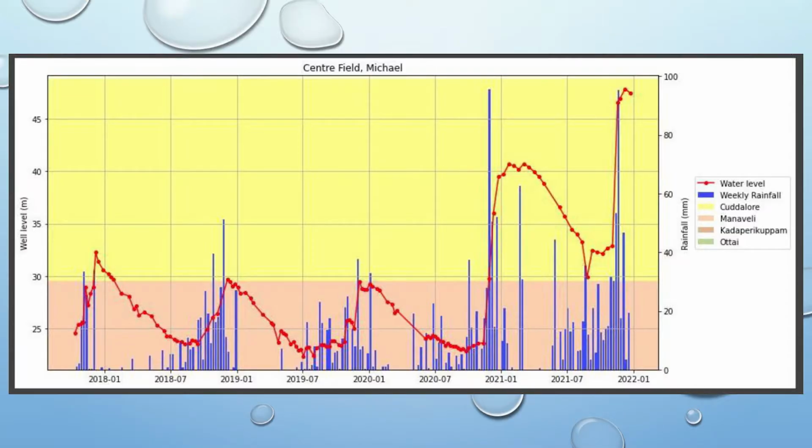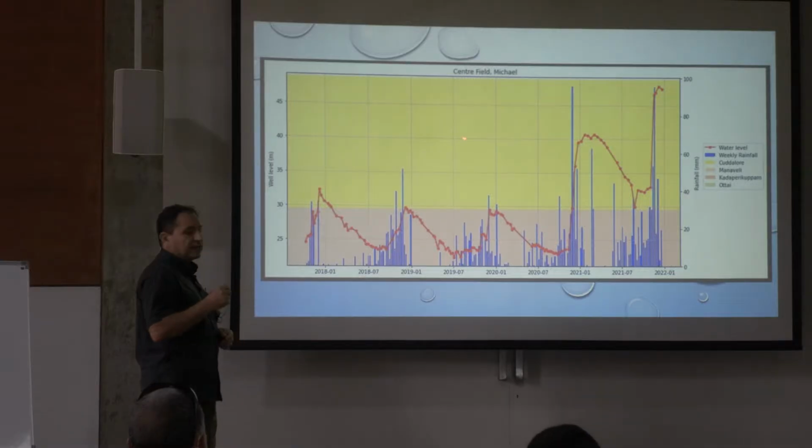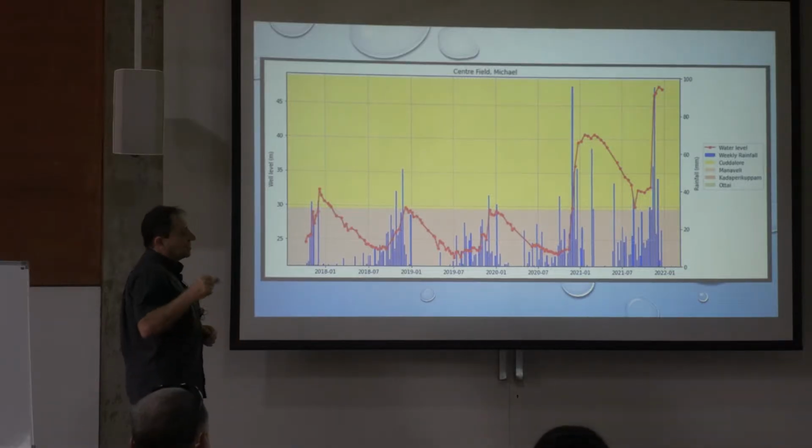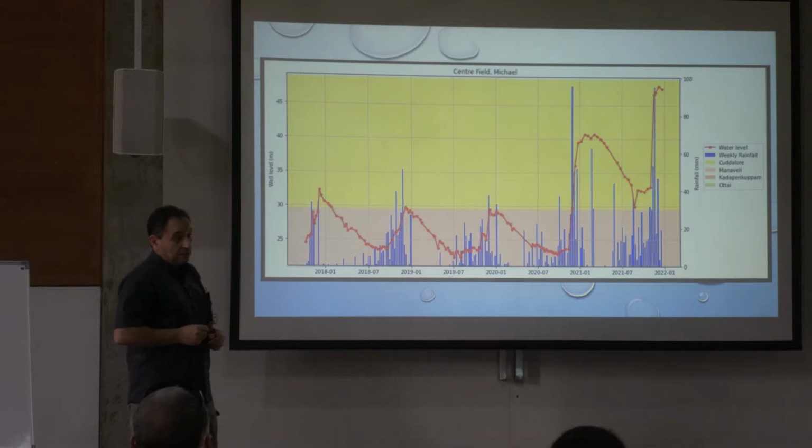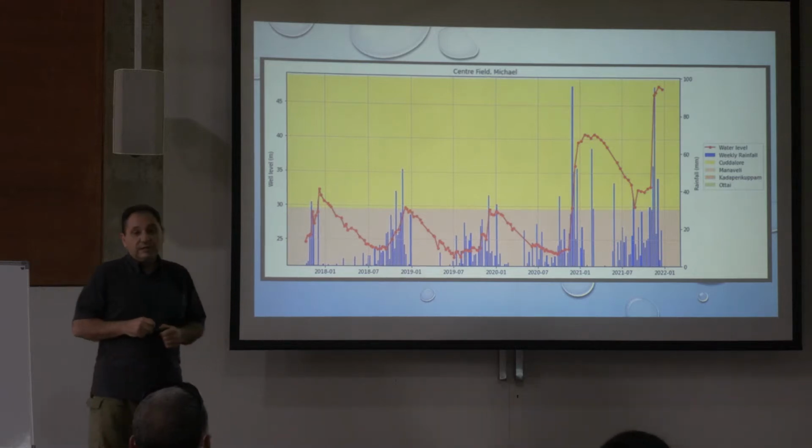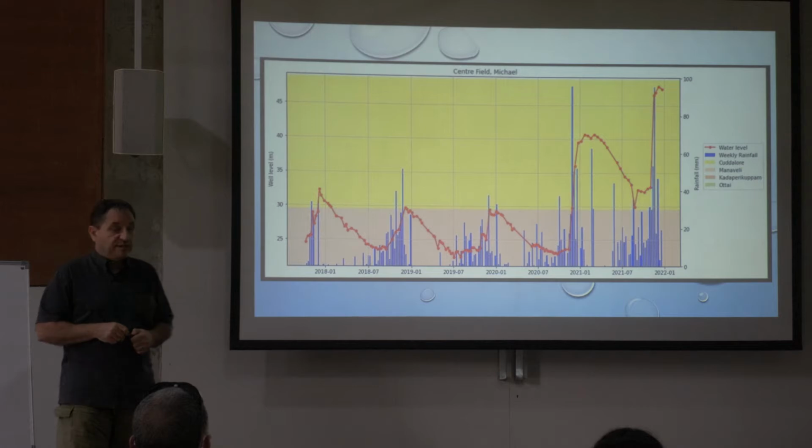Now, let's look at what is happening. We monitor wells. Now I give you just a few data. I explained this center field Michael Tate. This well is a deep well. The yellow is the Cadro sandstone, and this is the Manaveli clay. The red line is the water level of the well. The blue lines are the weekly rainfalls. This is data we have put together.